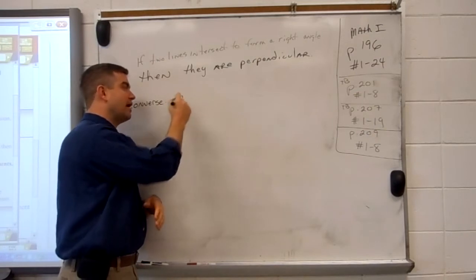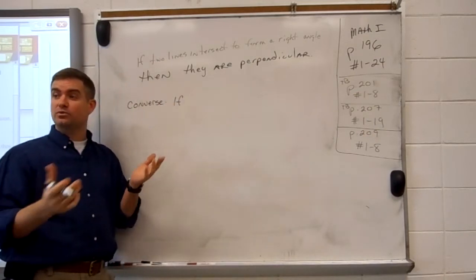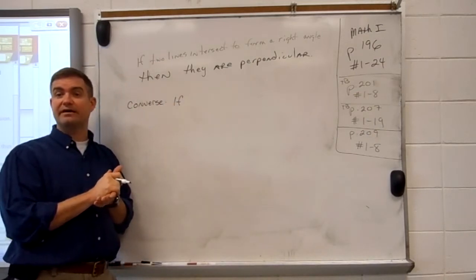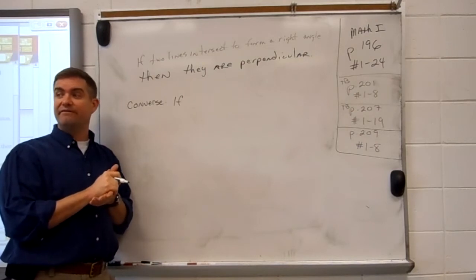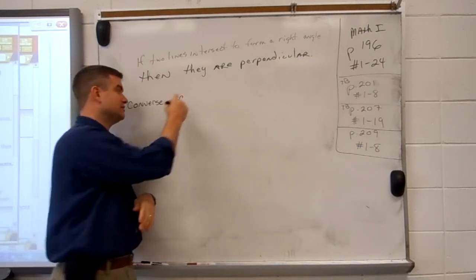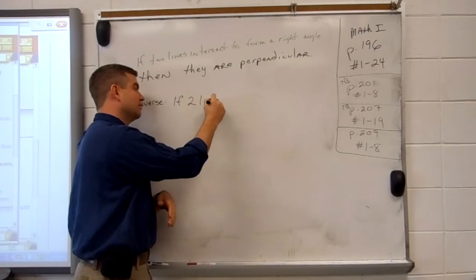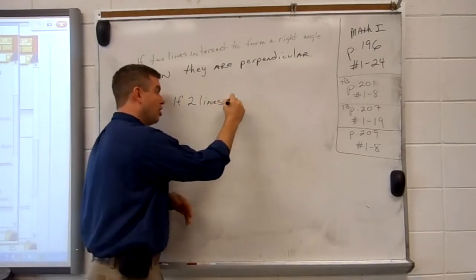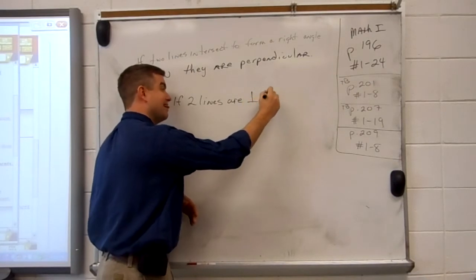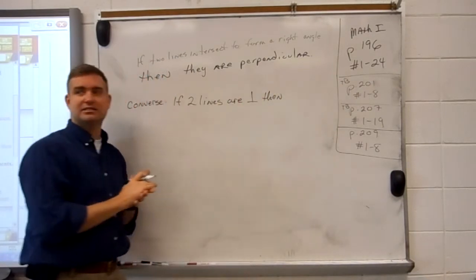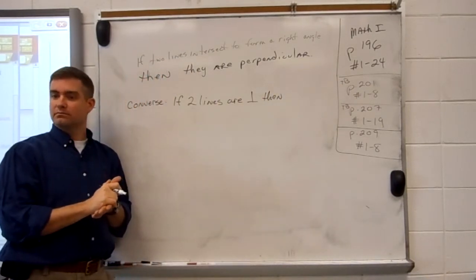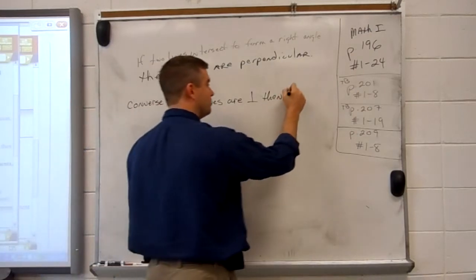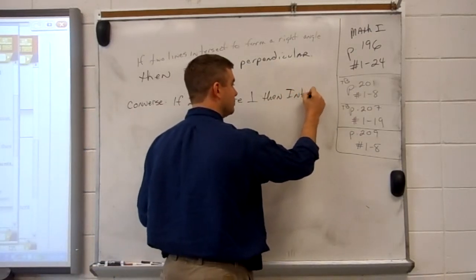Right? And we always want to start out with if. If we're doing if-then statements, we're going to start off with if. First word's going to be if every single time. If two lines, right? So I'm going to abbreviate a little bit. If two lines are what? Perpendicular. Are perpendicular, right? Then what has to be true? They intersect to form a right angle. Exactly right. Write that down.